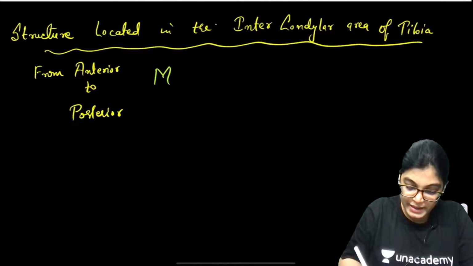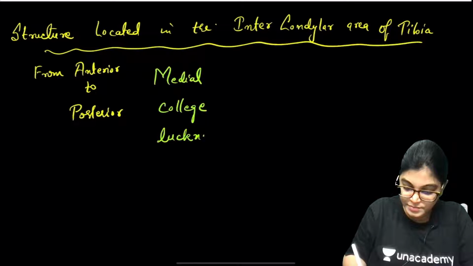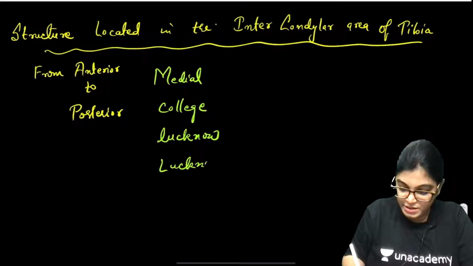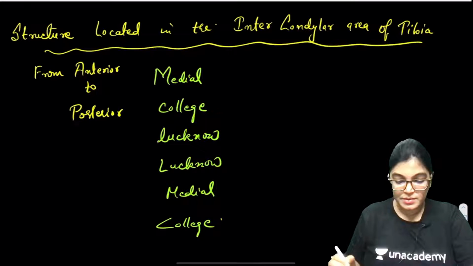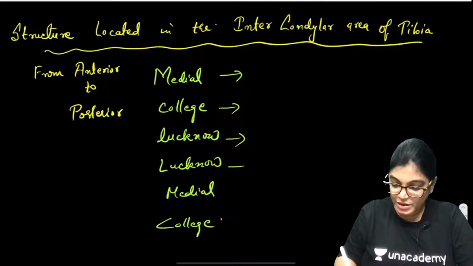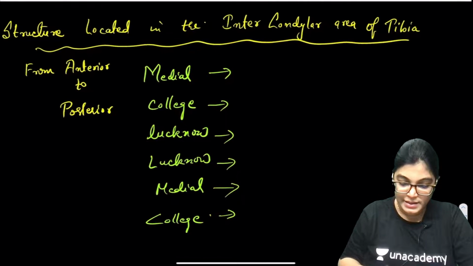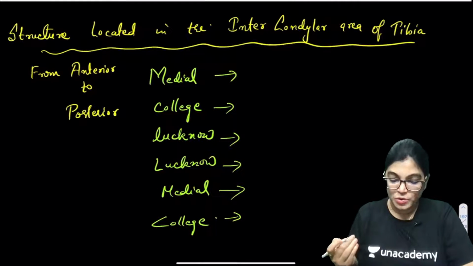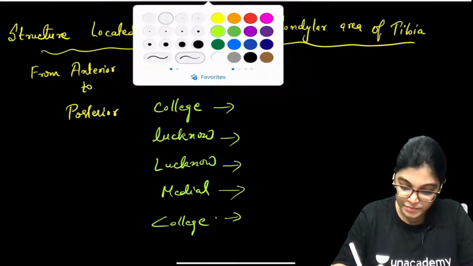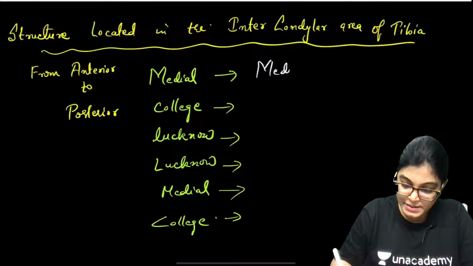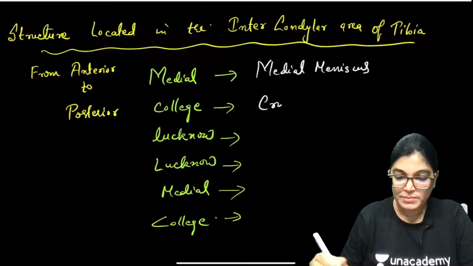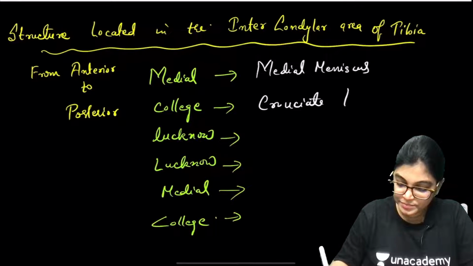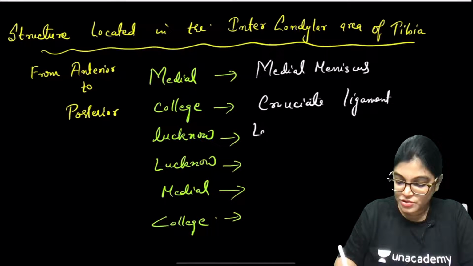Please write down Medical College Lucknow, Medical College. Okay, got it? Now we have 6 structures in the intercondylar area, and I would like to write the list from anterior to posterior. The first is M for medial meniscus, C for cruciate ligament, and another L for lateral meniscus.